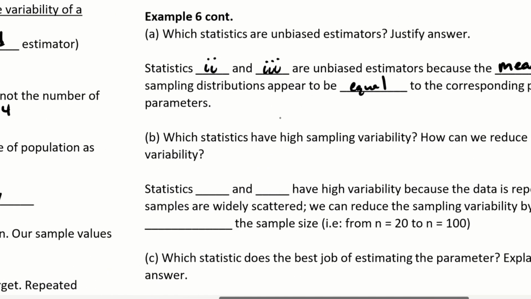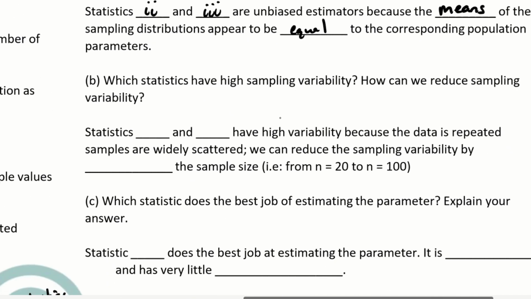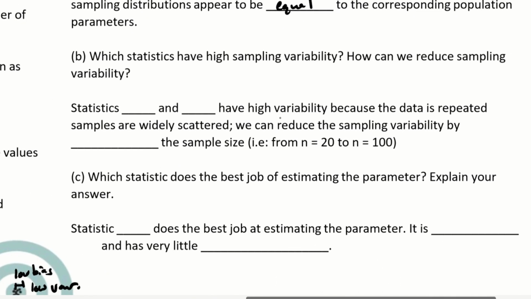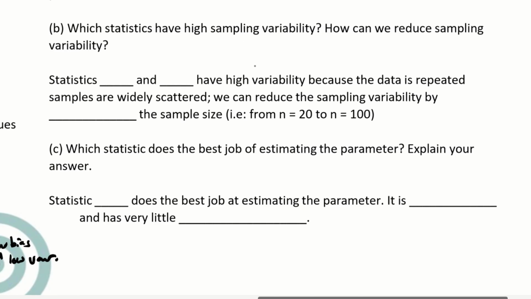And then how can we reduce sampling variability? We said statistics 1 and 3 have high variability because the data is widely scattered. We can reduce the sampling variability by increasing the sample size, for example, from 20 to 100.